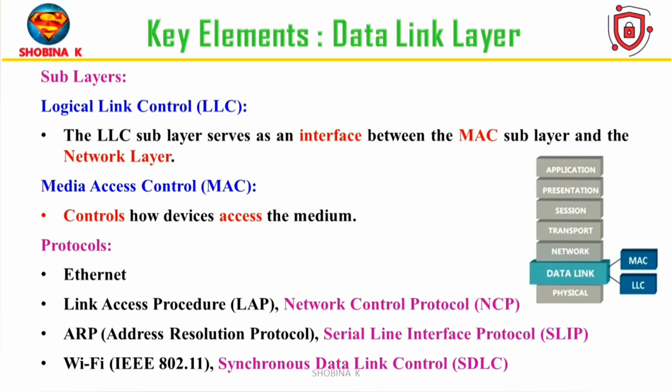Next up, SLIP, Serial Line Internet Protocol. It is used for point-to-point connections, mainly for dial-up internet. Next, Wi-Fi. It is used for wireless networks, which allows data transfer over radio waves. Next, SDLC, Synchronous Data Link Control. It is used in mainframe computer networks to control synchronous communication. So these protocols help to manage data transmission and device communication at data link layer.